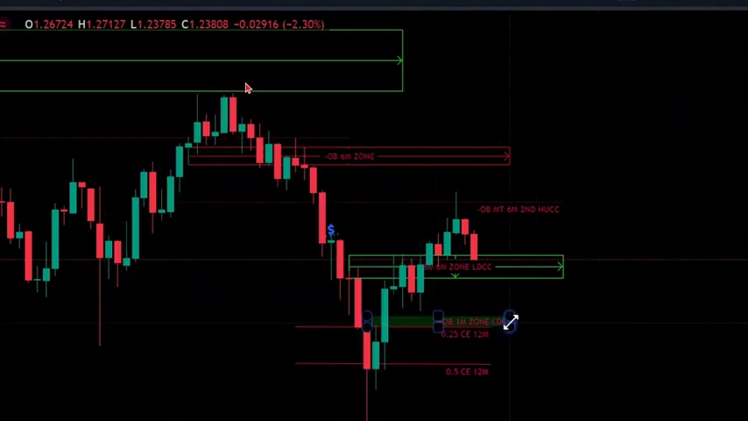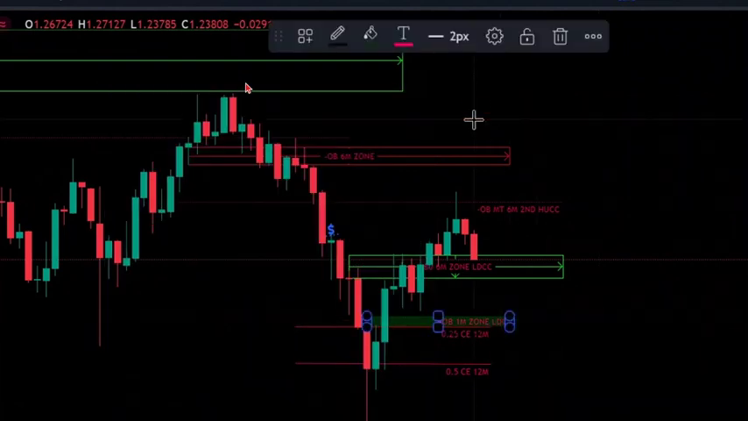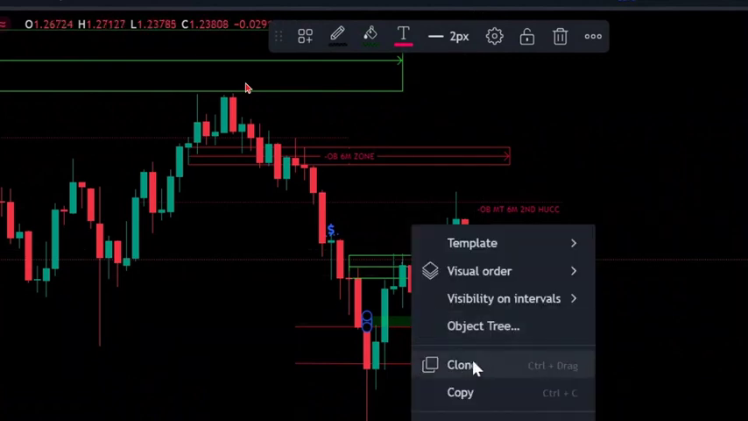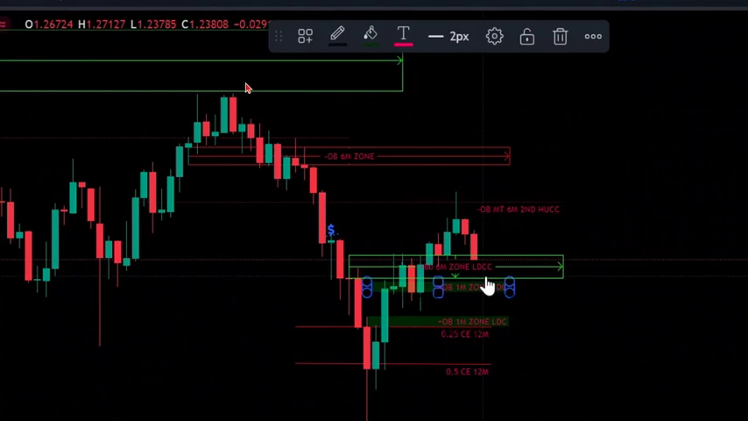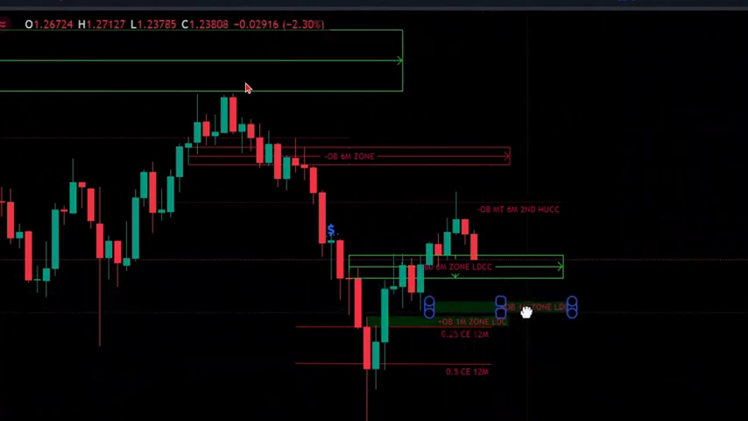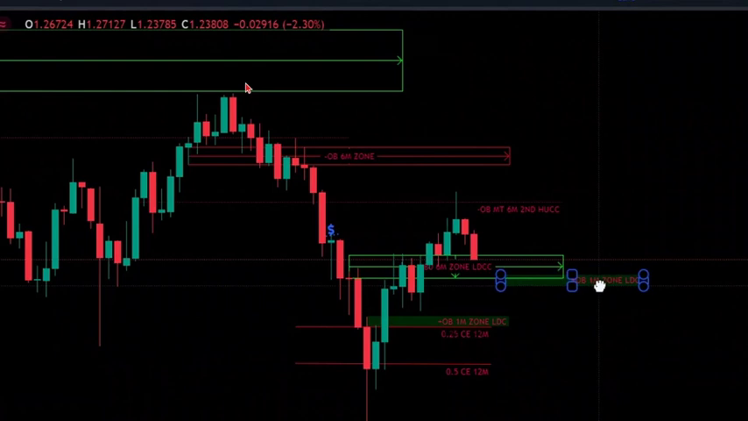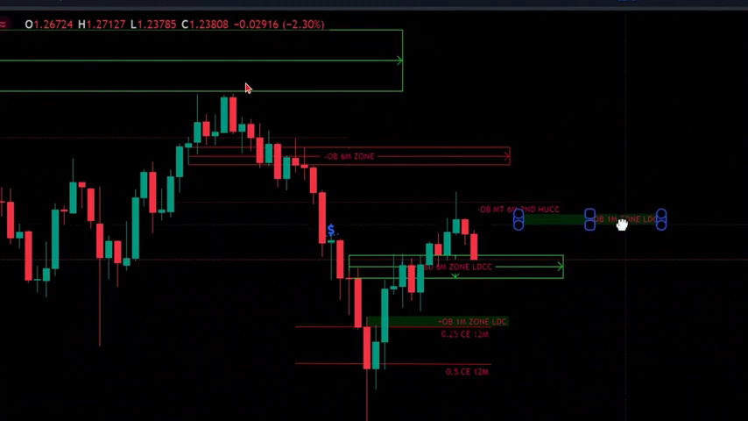I'm just trying to show you how to do top down analysis. This is really not the ICT way. It's just the way that I kind of came up with it. Because ICT does start on a weekly and a daily, and obviously he knows what he's doing if he's starting on those time frames. But this is better for me, I would say. So go ahead and put it on the next bullish order block.